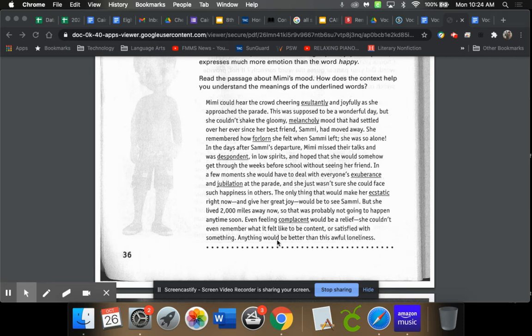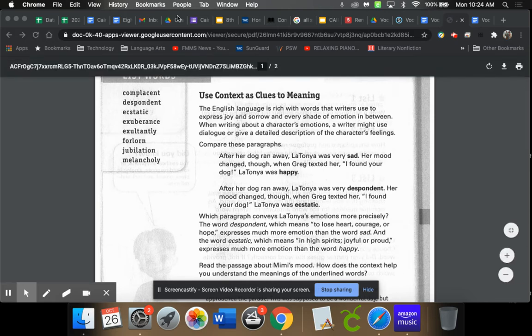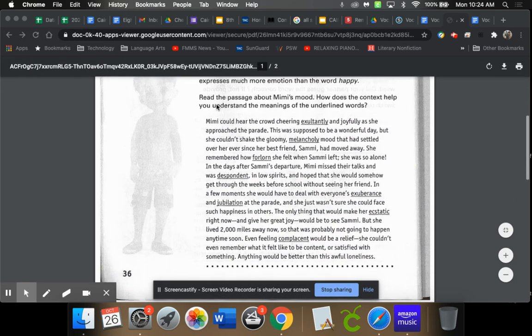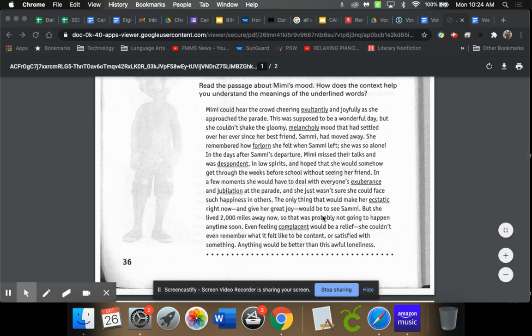Okay. So we have our 8 emotion words here. We're going to define it. We'll go in order of right here. So we're going to kind of hop our way through. The first word is complacent. It says, even feeling complacent would be a relief. She couldn't even remember what it felt like to be content or satisfied with something. So what do you guys think complacent could be defined as?